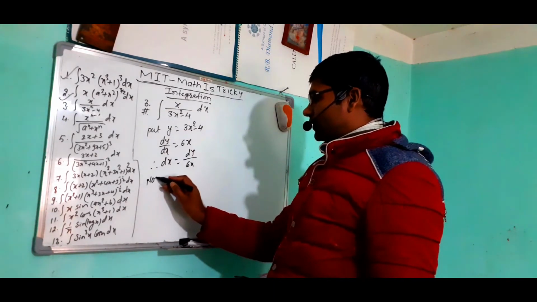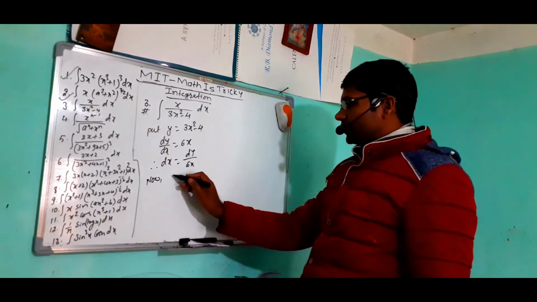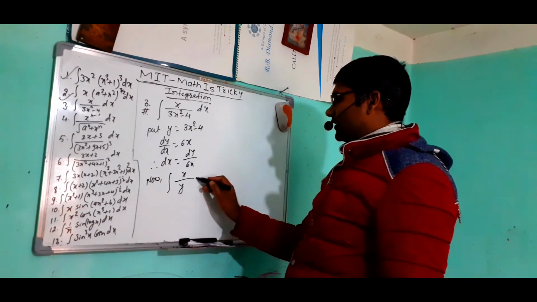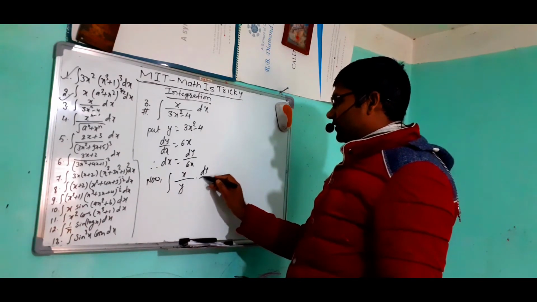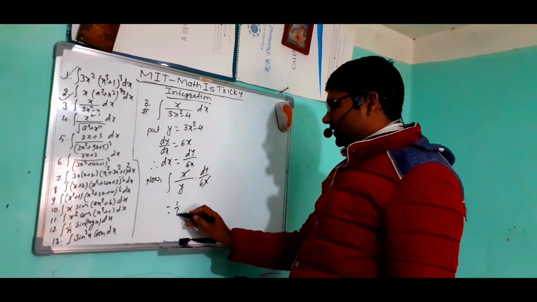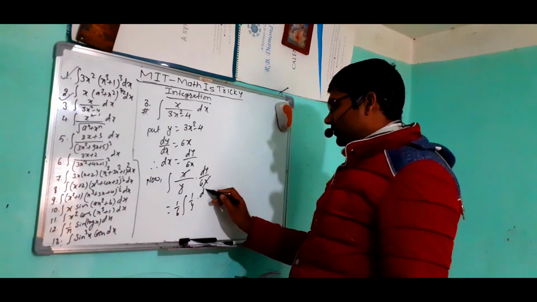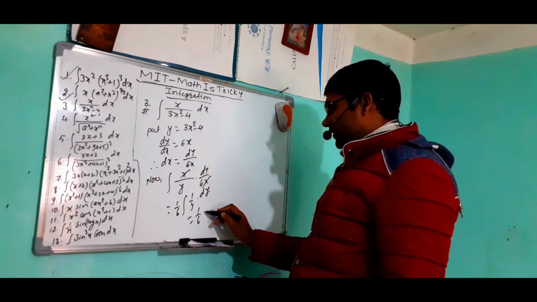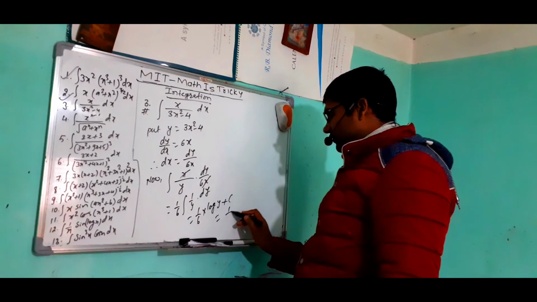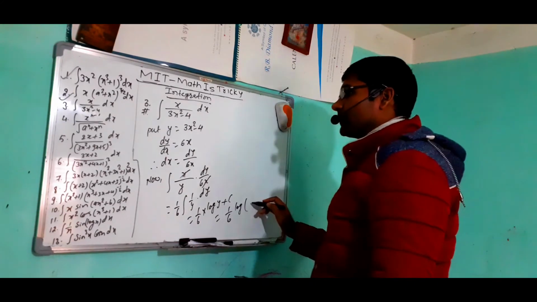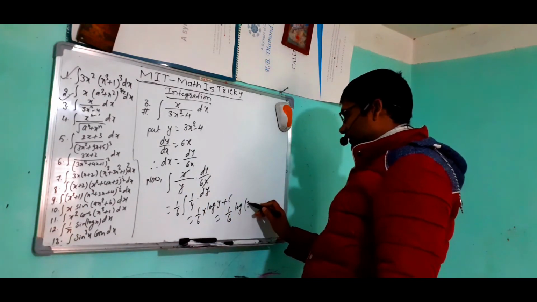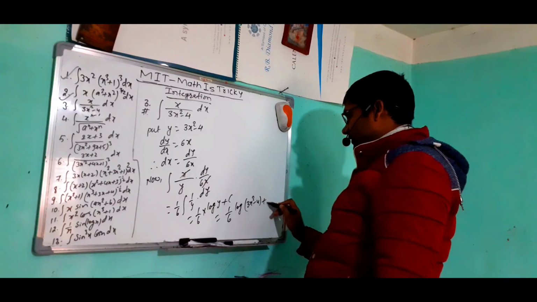Now we're getting the answer. So the question becomes x by y, and dx means dy by 6x, so 6x cancelled, 6 will be constant, it is taken outside. 1 by y dy, 1 by y means log y, so log y plus c, and it gives here 1 by 6 log y. Y means y is how much? 3x square minus 4. So 1 by 6 log (3x square minus 4) plus c.